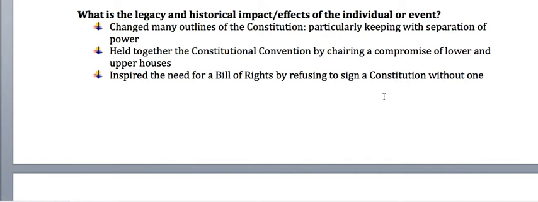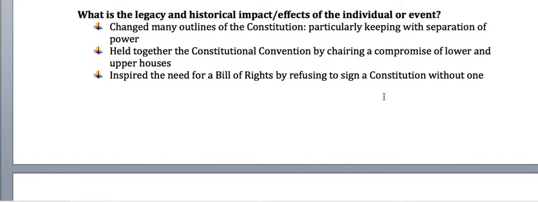He actually would not sign, not the Declaration of Independence, the Constitution that was proposed by the Constitutional Convention, because it did not have a Bill of Rights. And because he did that, after the Constitution was ratified, a Bill of Rights was added. So he had a large legacy. So I wrote down, what is the legacy and historical impact or effects of the individual or event?